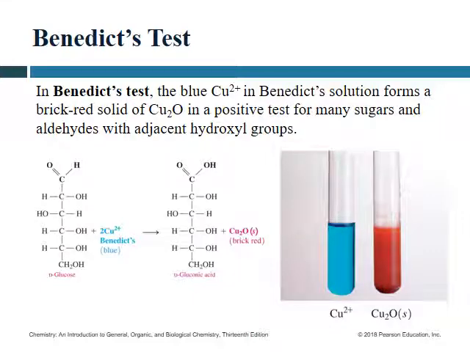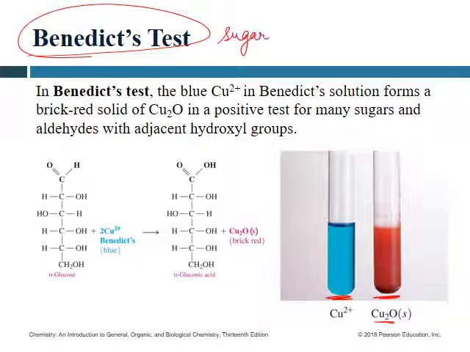So for instance, you can see right here, Benedict test, the blue color, Cu2+ is blue, it changes to brick red color, which is copper oxide. So this test is usually used to test for presence of sugars. Why? Because, for instance, this is the structure of a glucose molecule. So you can see right here, it's an organic molecule.